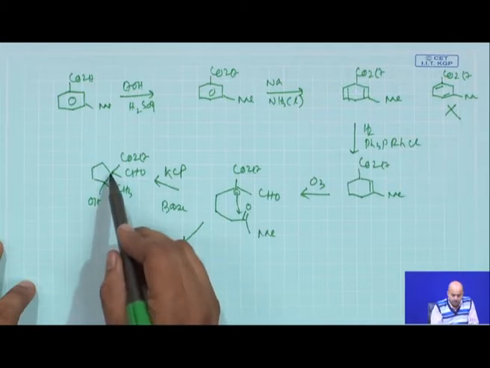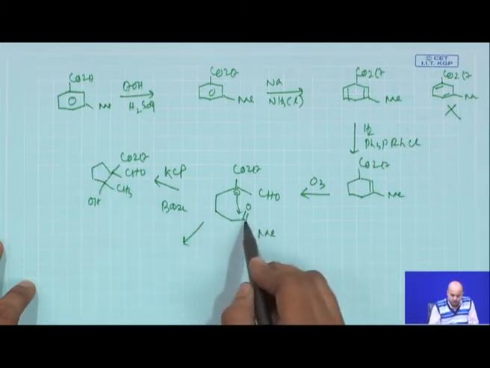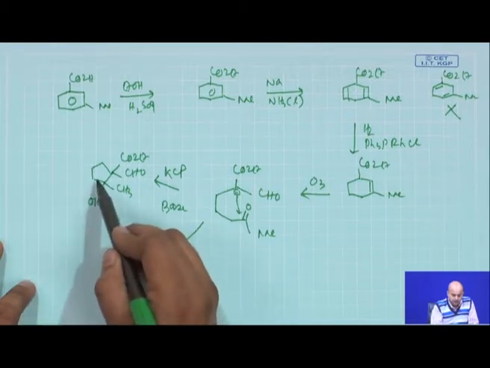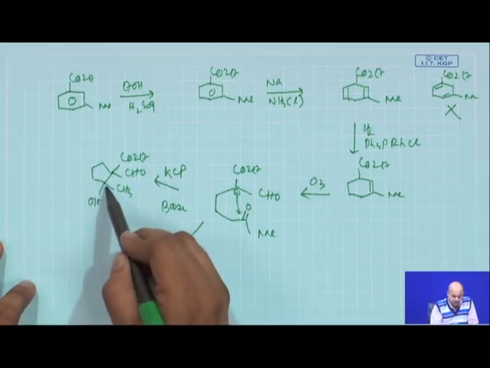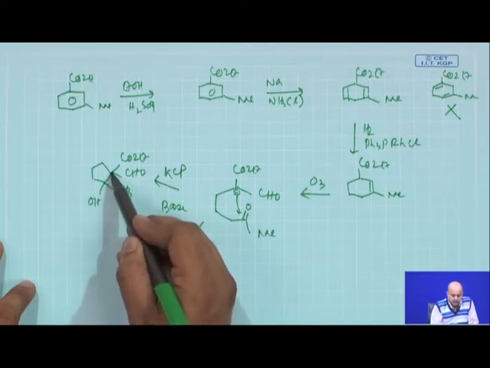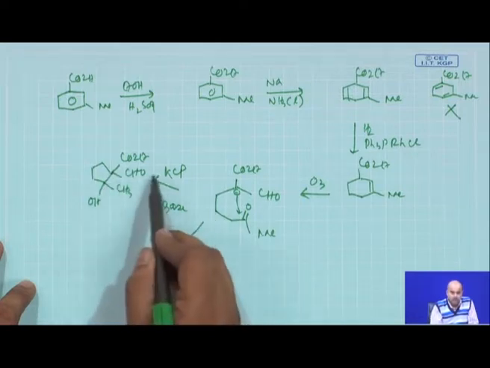You have to have an alpha beta unsaturated aldehyde. So, probably if this aldol undergoes elimination, you can have elimination here or elimination here, but you never get elimination here because there is no beta hydrogen. So, an alpha beta unsaturated aldehyde from this aldol you can never make.